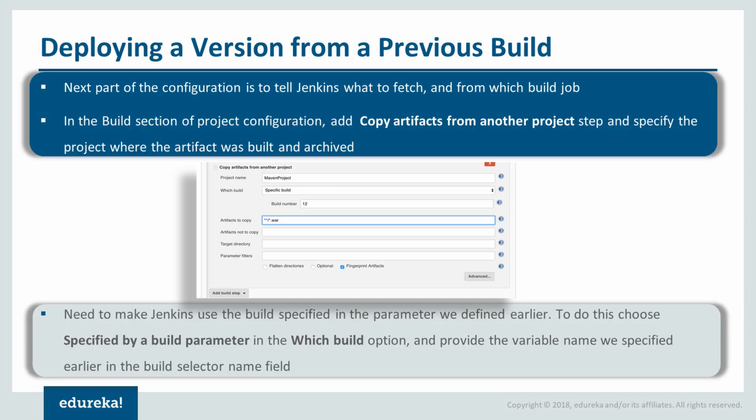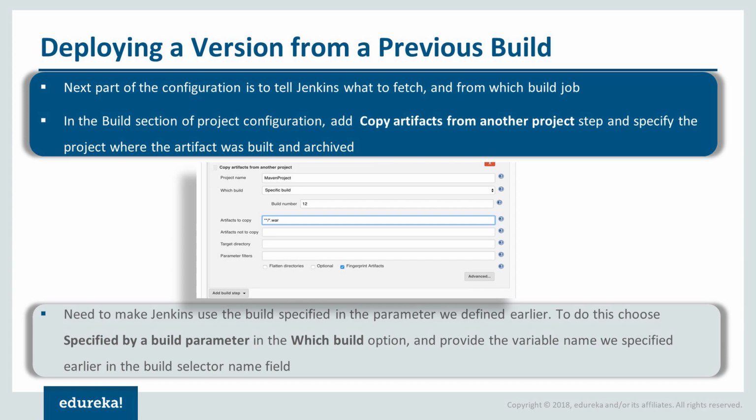So the next part of the configuration is to tell Jenkins what to fetch and from which build job. In the build section of the project, you first add the copy artifacts from another project step and specify the project where the artifacts were built and archived. This we have seen already in one of the earlier screenshots. You give the project name, you give the build. In this case, instead of using the latest successful build, we are using the option called specific build, and we are providing the build number.